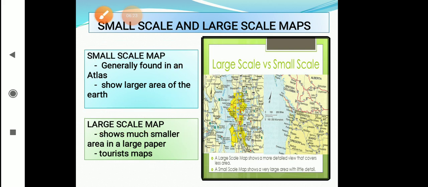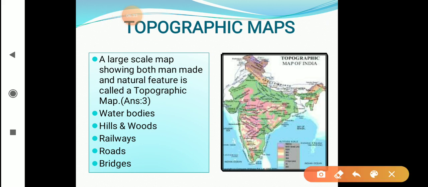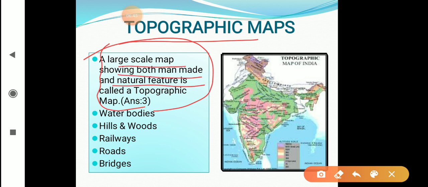Now we will learn about another topic, topographic maps. What is a topographic map? A large scale map showing both man-made and natural features is called a topographic map. Such a map shows not only the water bodies, hills and woods, but also the roads, railway stations, bridges, etc.